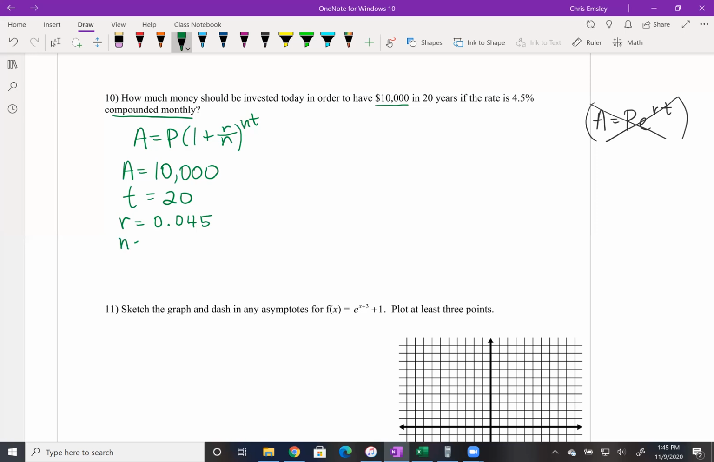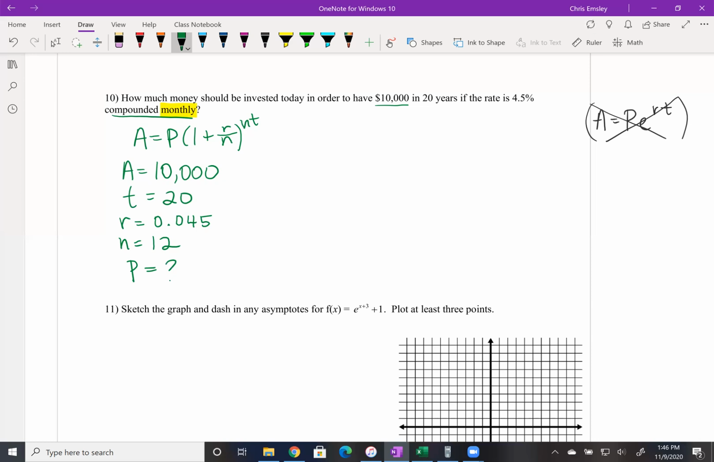And then we also need to figure out what N is. N is the number of compounding periods in a year. Since this one is compounded monthly, there are 12 months in a year, so our N is going to be 12. And that means the question was, how much should we invest today? We don't know our beginning balance. P is what we're going to be solving for.